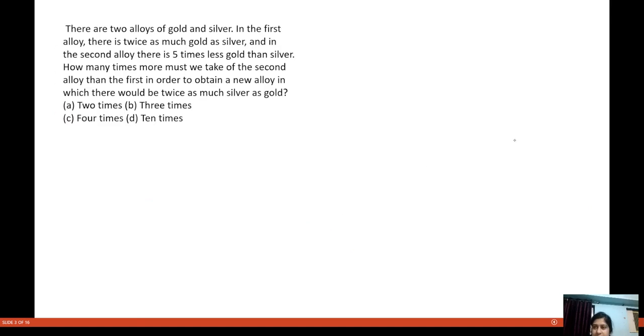Now let's move on to the next question. Now see, it is saying there are two alloys of gold and silver. In the first, so we have two alloys, let's say A1 and A2. Let's arrange our question from here only. In the first alloy, there is twice as much gold as silver. Okay, so what does this statement mean? That in the first alloy, there is twice as much gold as silver, and in the second alloy, there is 5 times less gold than silver.